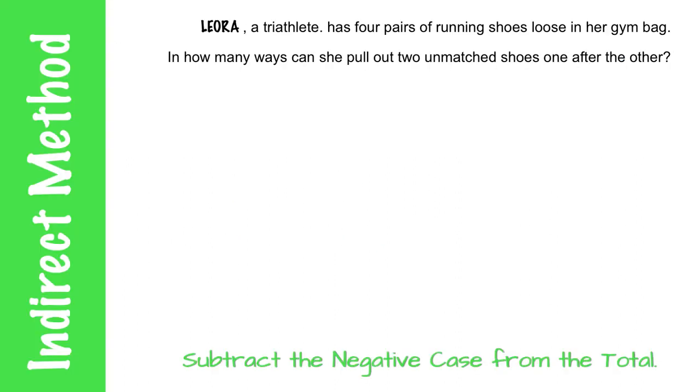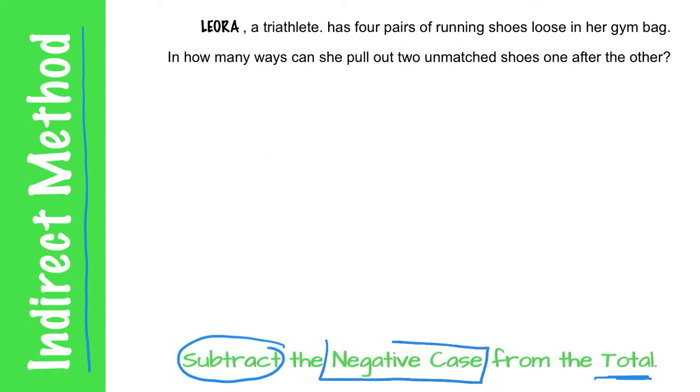Now we're going to look at something a little bit different. This is called the indirect method. The indirect method means you subtract from the total the case that you do not want to get to what you're actually trying to find.